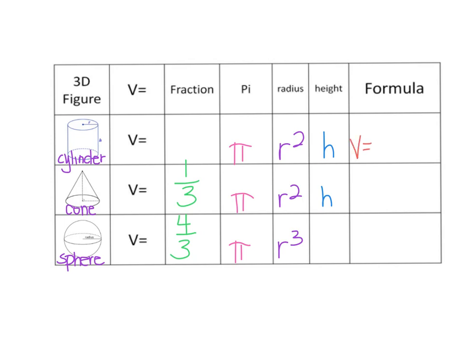So the volume for the cylinder is pi r squared h. Now if you remember the volume of a circle, it's pi r squared. For the cylinder, you just have to include the height. Now the volume for the cone is 1/3 pi r squared h. And the volume for the sphere is 4/3 pi r cubed.